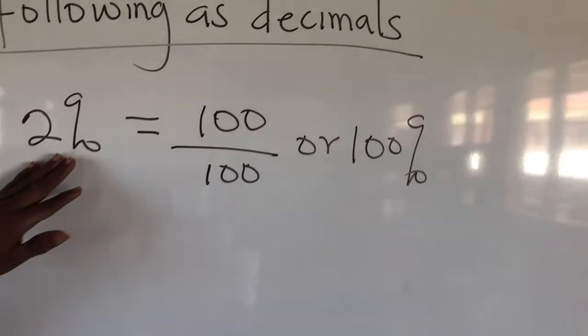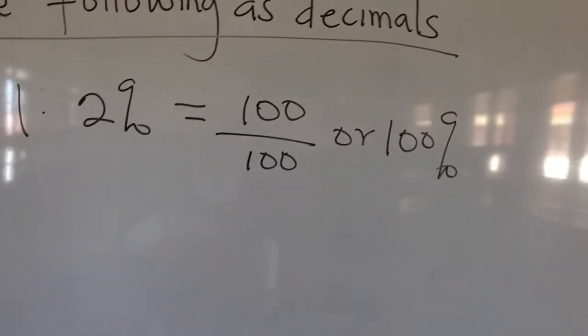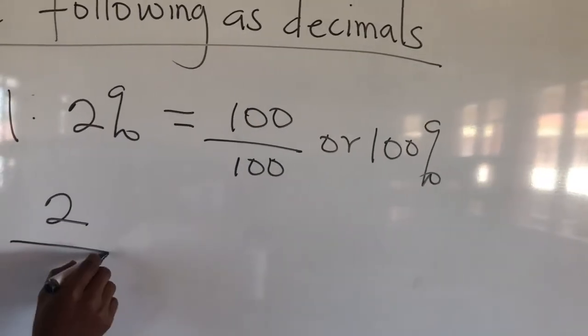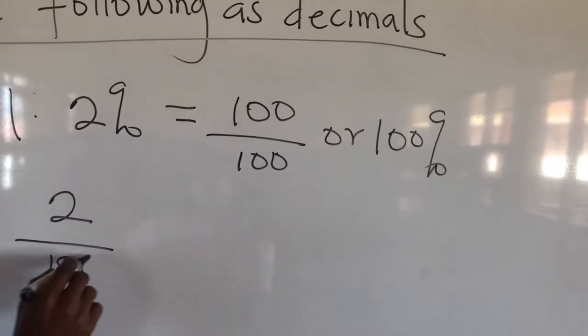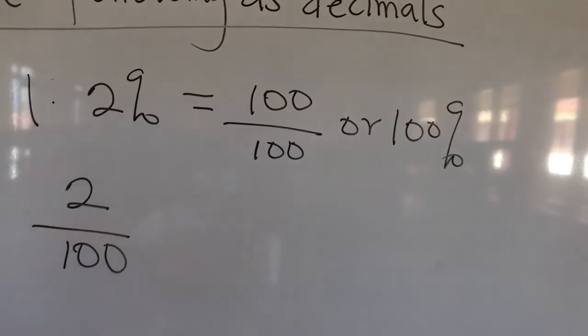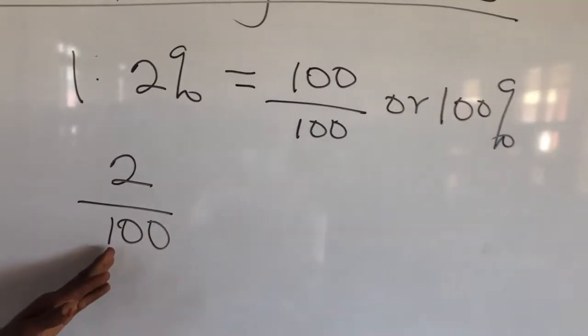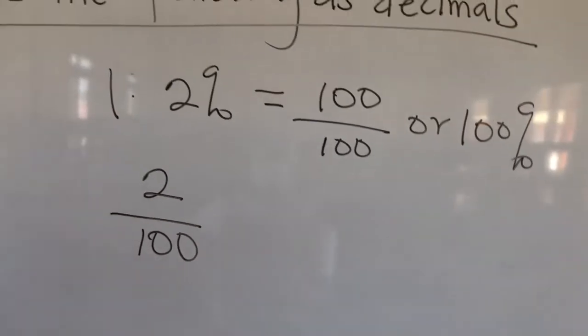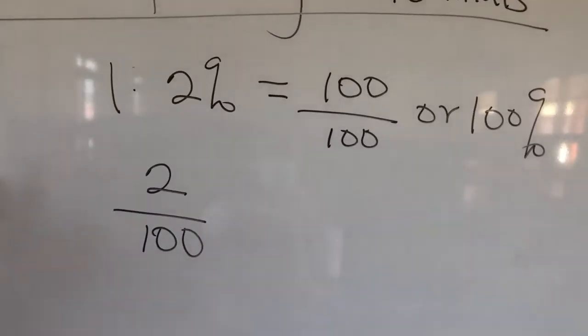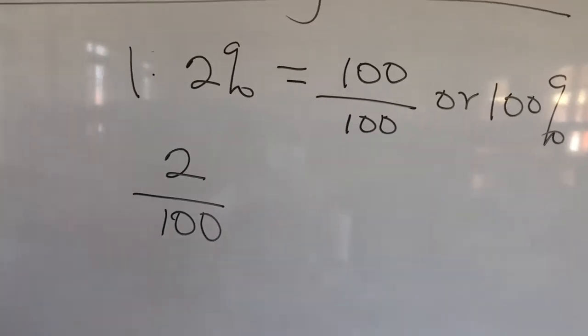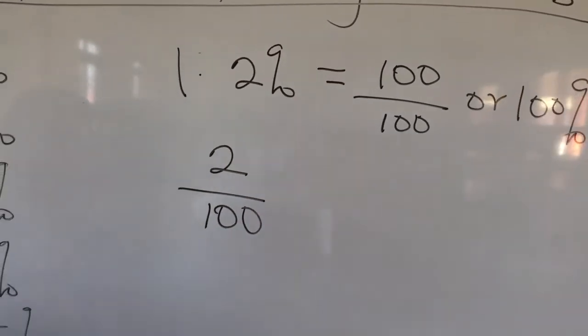Now, how do I change this into a fraction? I write 2 over 100. This is how we write it. 2% is the same as 2 out of 100. Now, I am asked to express the fraction as a decimal. So, how do I do this?